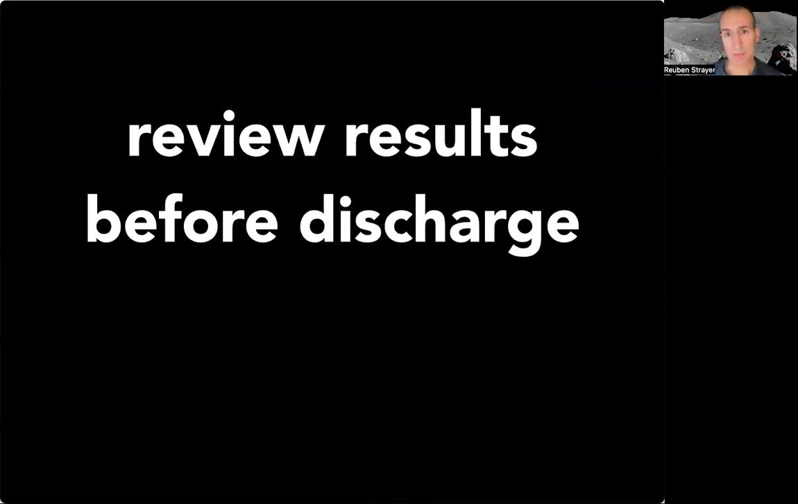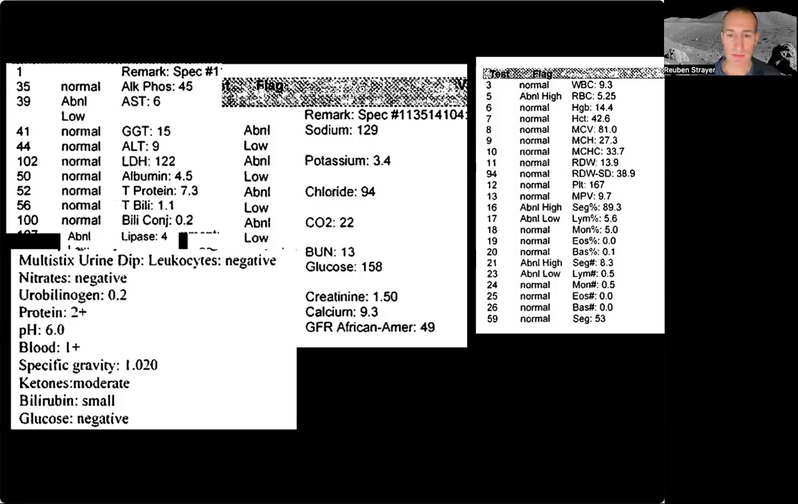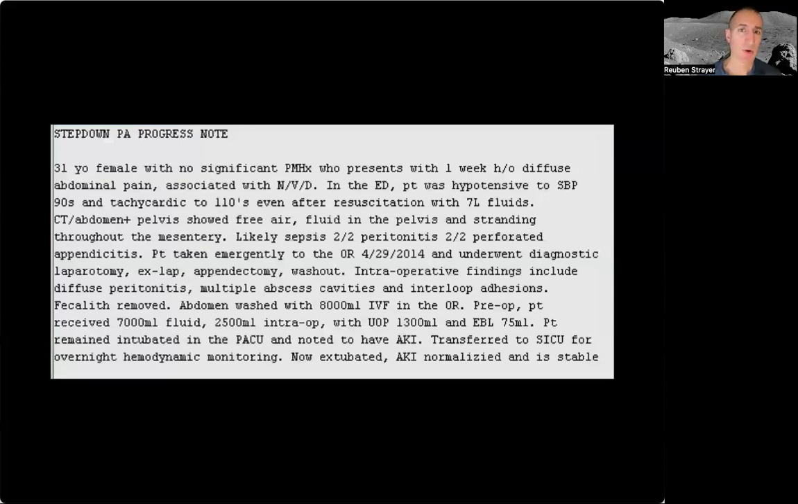Here's another lesson learned. Review results before discharge. This young, healthy woman presented with vomiting, diarrhea, abdominal pain, distractible lower quadrant tenderness. Here were the labs. Unremarkable. She felt better. She was discharged. She had a nice discharge progress note. Seems pretty bulletproof. She came back very sick with perforated appendicitis.